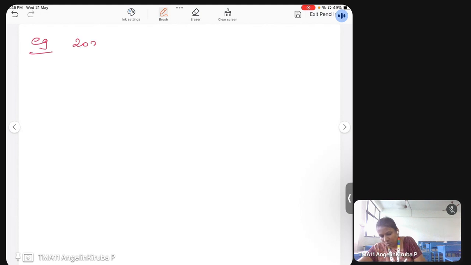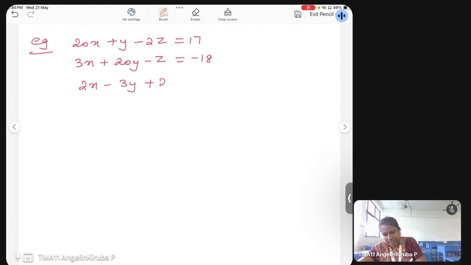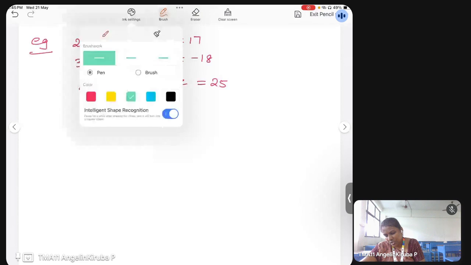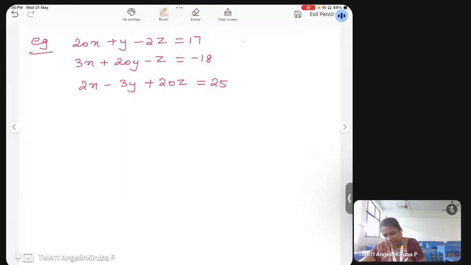Example: 20x plus y minus 2z is equal to 17, 3x plus 20y minus z is equal to minus 18, 2x minus 3y plus 20z is equal to 25. So we have to check the diagonally dominant condition. Just look at these three equations. In the first equation, the coefficient of x is greater, in the second equation, the coefficient of y is greater, and in the third equation, the coefficient of z is greater. So now it satisfies the dominant condition. So next, we have to find one equation for x.